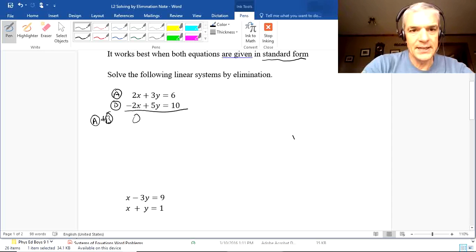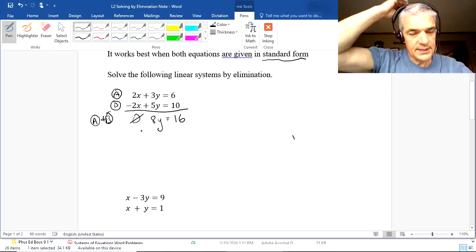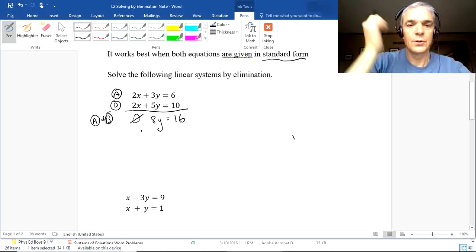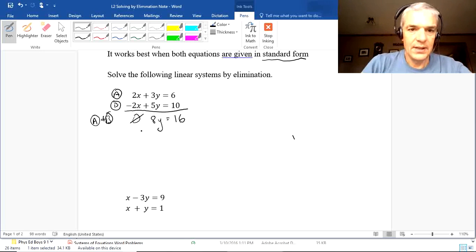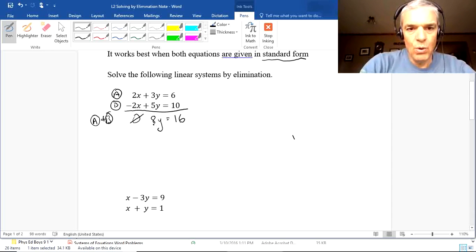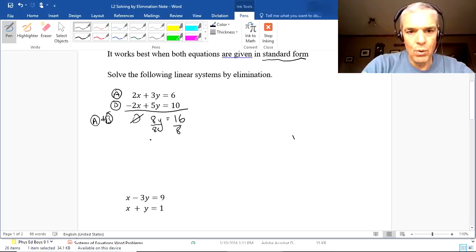2x plus minus 2x is 0. 3y plus 5y equals 8y. And 6 plus 10 is 16. So the x term, it's gone. We don't have to worry about it. It's out of there. It's not a problem for us, okay? And what we have left is 8y equals 16. I can solve for y. Simply divide both sides by 8, and I have y equals 2.